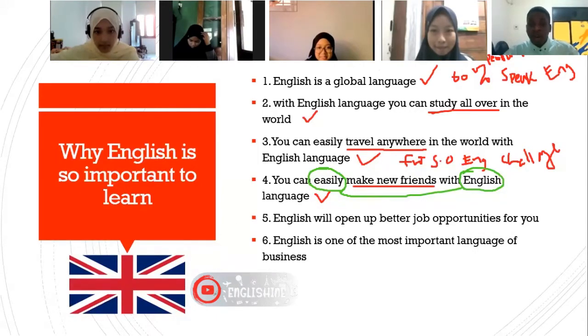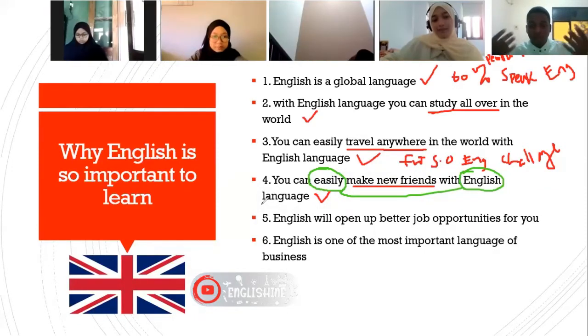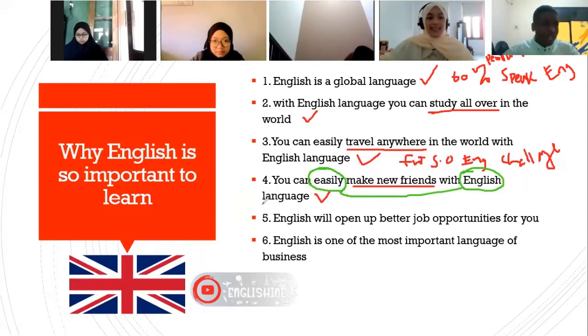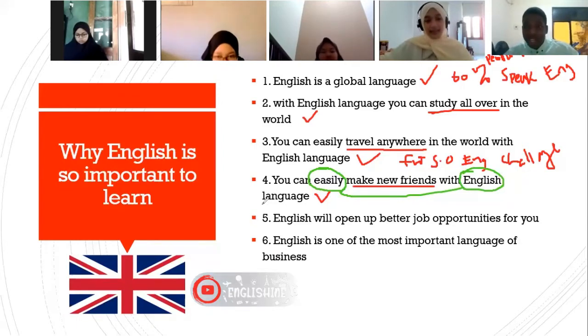So when you go outside, you want to make friends, of course. Even here, you make a lot of friends. So if you have the knowledge of English language, it will be very easy, because a lot of people speak English. So if you want to do something, you say, hey, how are you? How are you doing? You try to interact with them. Are you fine? Where do you live? And then something like that. You try to build that relationship with them.